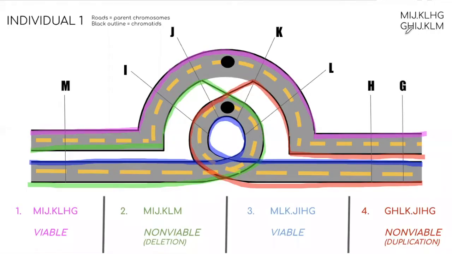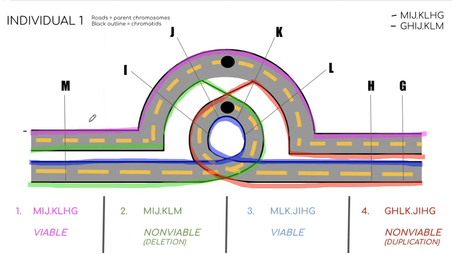Taking a look up here in the top right corner with chromosome 1 of individual 1, MIJ, centromere KLHG, and chromosome 2, GHIJ, centromere KLM, it's clear to see where you might run into trouble with that pericentric inversion. So let's take a minute to run through it.